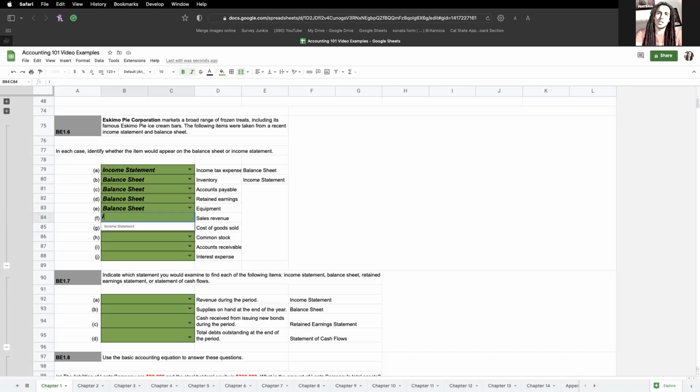Sales revenue, that is an income statement item. Cost of goods sold, that's income statement. That's considered an expense. Cost of goods sold is exactly what it sounds like. It's the cost to acquire the goods that you were able to sell. Common stock, that's a balance sheet item under stockholders' equity. Accounts receivable, balance sheet item under assets, and then the interest expense is an income statement item.